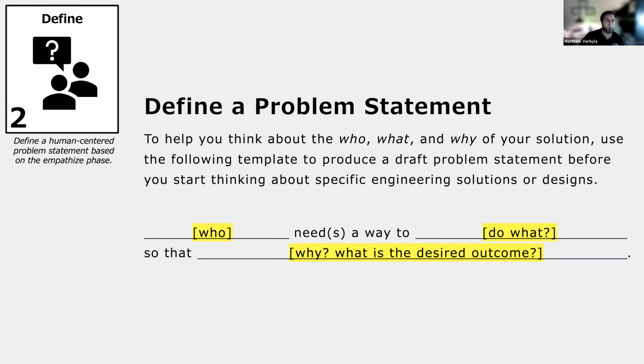All right, so this statement goes like this: blank needs a way to blank so that blank, right? So the first blank is who. Who is it that might be needing to use your solution? Who is your design population? And who are the stakeholders involved? They need a way to do what? What is it that needs to be done? What's really the root of the problem? What needs to be solved? So that, and then this one addresses why. What is the final outcome? What's the desired outcome look like? What does success look like for this design? All right.